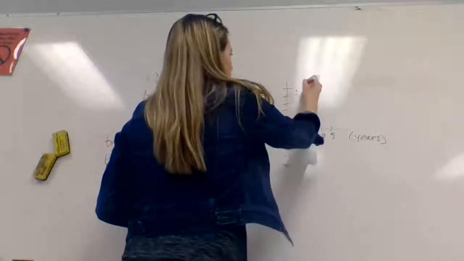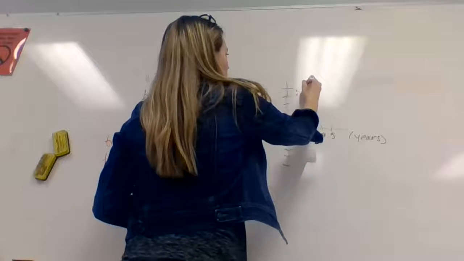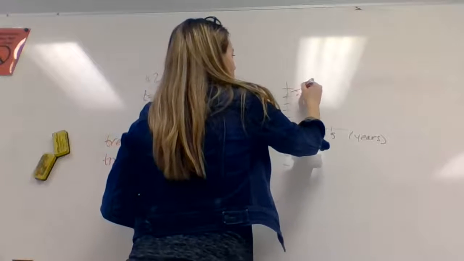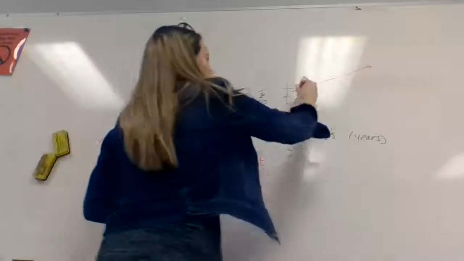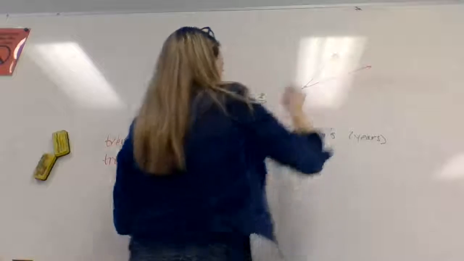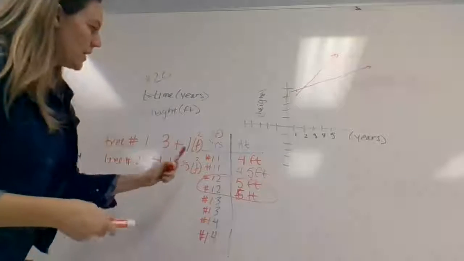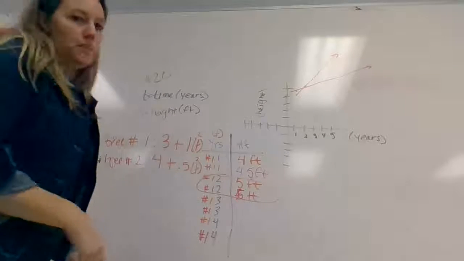So at 2 years, it's going to be this. If you were to continue this line, this tree would grow at a rate of this, and this tree would be growing at a much steeper rate. But in this case, I know that at the second year, they'll be the same height.